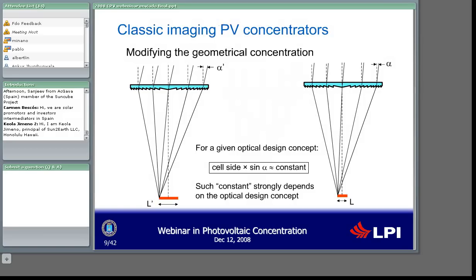So that product is constant, and such a constant strongly depends on the optical design concept. That means that if you use another type of concentrator, like one based on a mirror or a more complex system, in general this equation applies for that family, but the constant on the right may be very different depending on the concept.